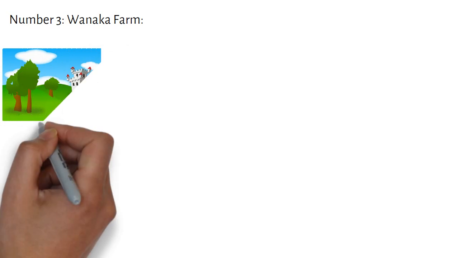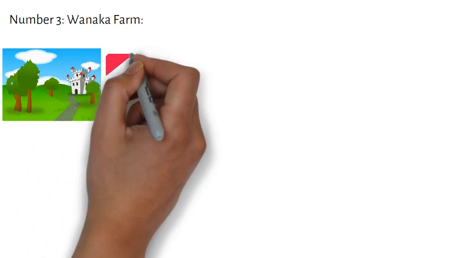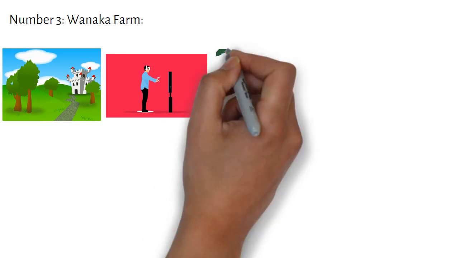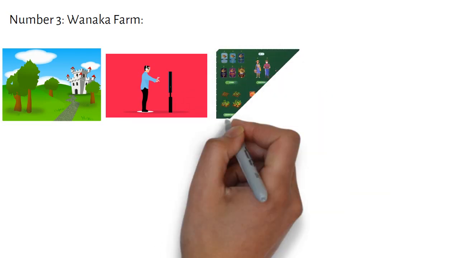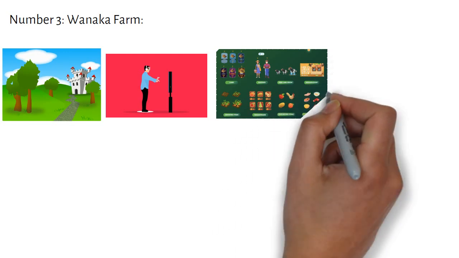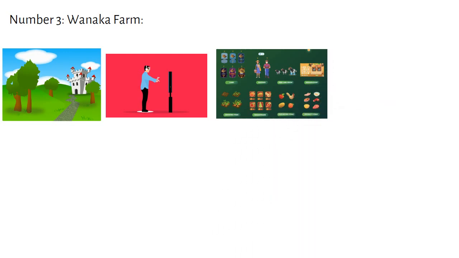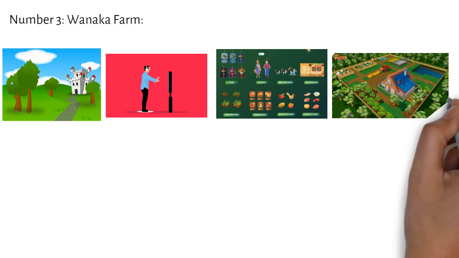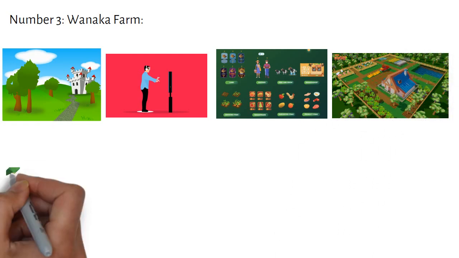Number 3. Wanaka Farm. Wanaka Farm features a peaceful island located in New Zealand where players can work as cooperative farmers growing their own land. You can play the game using your VR glasses and experience the soothing life this peaceful island has to offer. As a farmer, you get your land which you can cultivate, grow crops on, and use it to rear cattle as well.